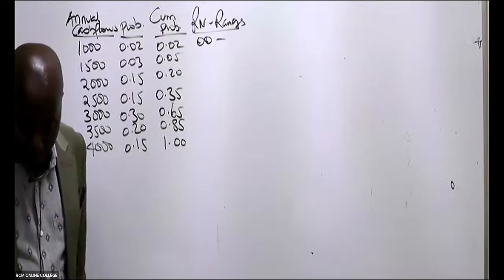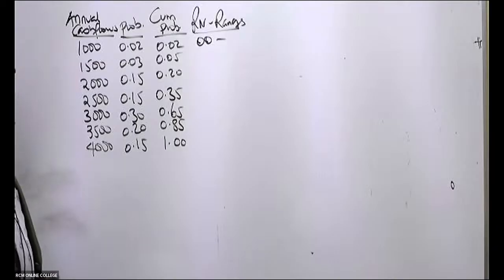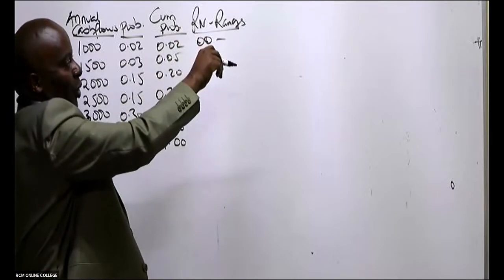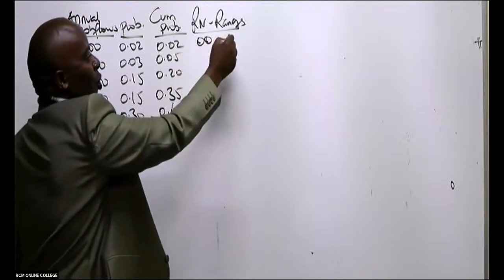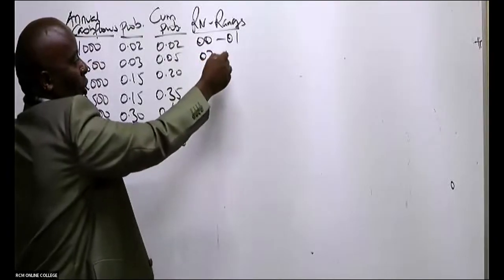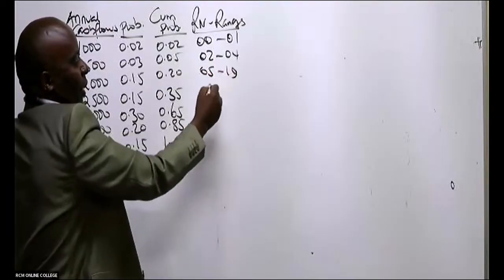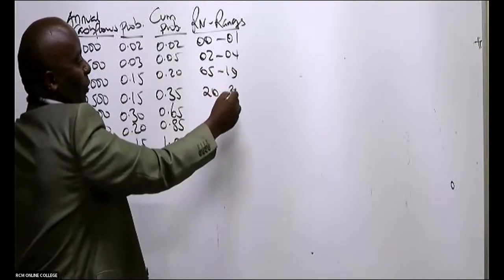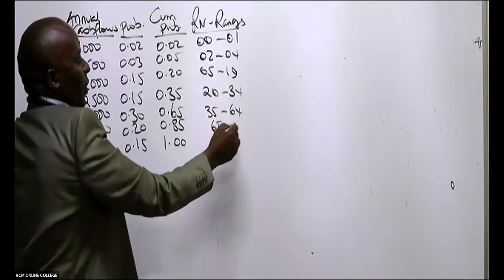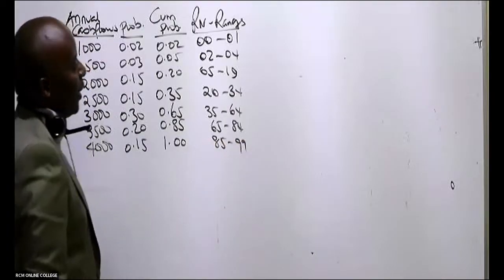002. Thank you so much, Margaret. You must be a very good student. So 00 to 01, you know, I can't just write 1. And I can't write 1 0 for them to be 2 digits. So it is 00 to 01, isn't it? The next class will be 02 to 04. Then we have 05 to 19, 20 to 34, 35 to 64, 65 to 84, 85 to 99, like that.